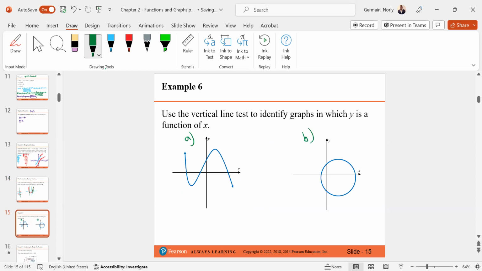Yes, the first one is a function. Why? Because if you draw a vertical line anywhere, it would intersect your graph only one time. Everywhere you draw a line, it would intersect your graph one time. But this one is not a function, because if you draw a line, you see it's going to intersect your graph in two places, more than one time. So you would conclude that the first one is a function, the second one is not a function.